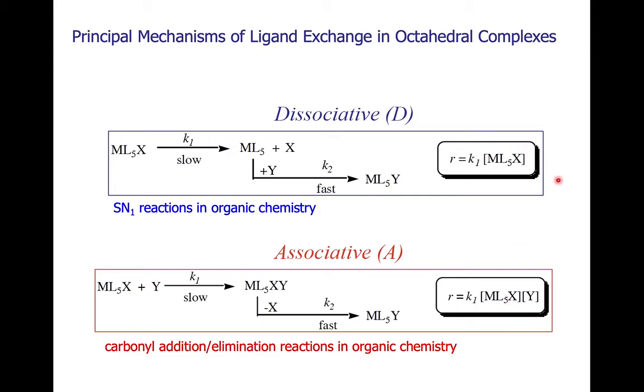And the big idea here is to compare the two. The concentration of Y matters for associative. It doesn't matter for dissociative. Ideally, for a 100% associative reaction, this would be Y to the first power.